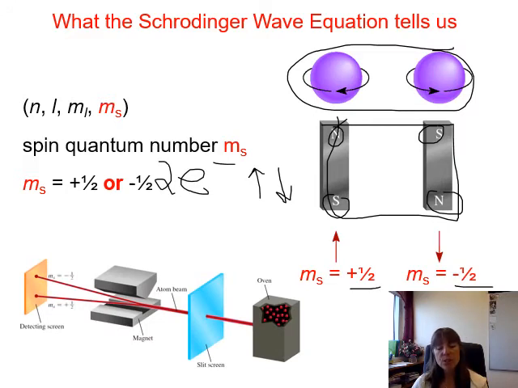This is a picture out of your book of an experiment that was done in order to determine that electrons indeed have spin associated with them. That means they're like little spinning charges, so they have an electric field and a magnetic field. And that means if you put them in the presence of a magnet, sure enough, they will respond by being deflected.